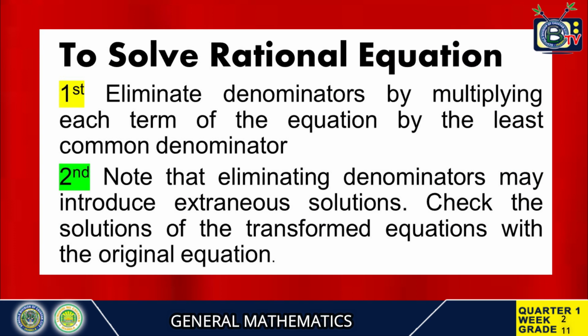To solve a rational equation, first, eliminate denominators by multiplying each term of the equation by the least common denominator. Second, note that eliminating denominators may introduce extraneous solutions. Check the solution of the transformed equation with the original equation.